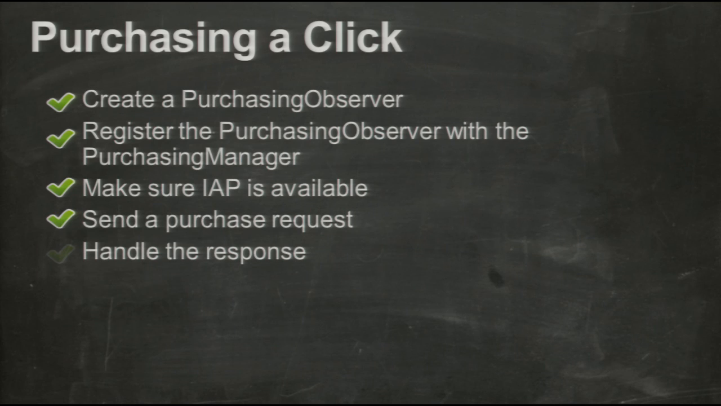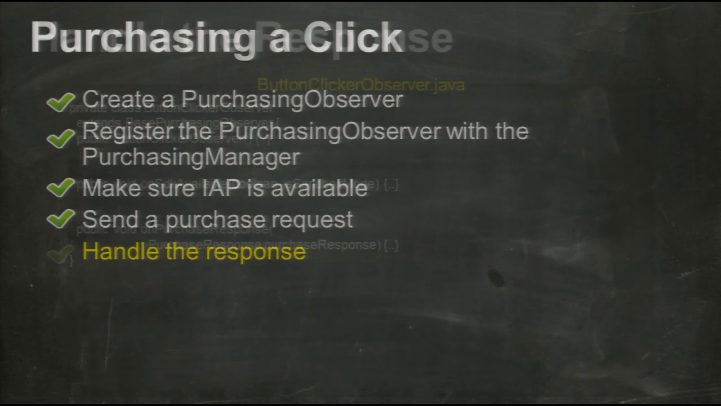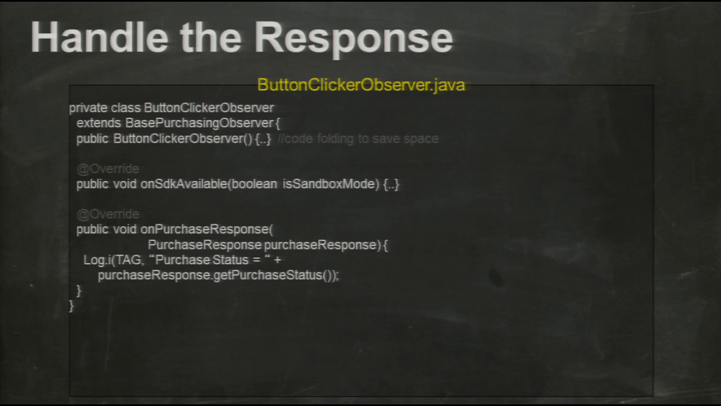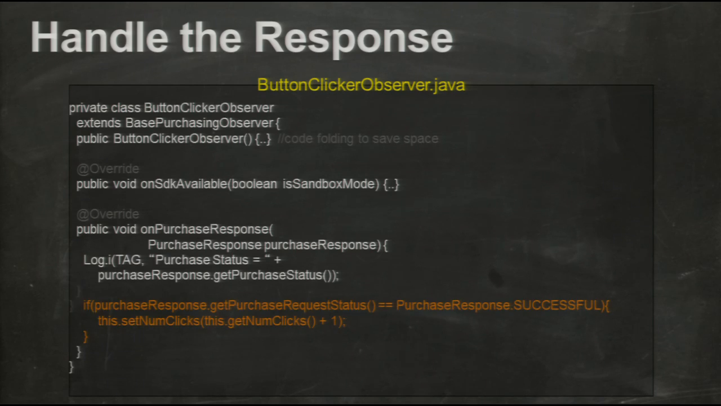So now, handling the response. Let's take a look at that. This is our purchasing observer that we defined before that, while fully valid, didn't really do anything interesting. It just existed, right? So when we got our purchase response back, all we did was log out what the status of that was. So let's expand that out. We're going to unfold that and take a look.